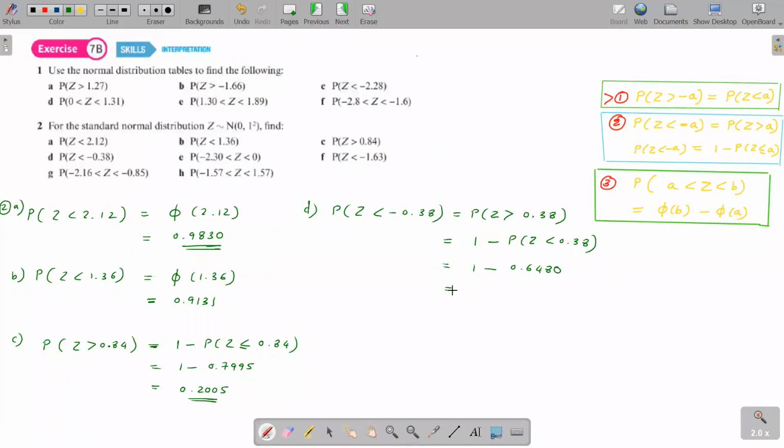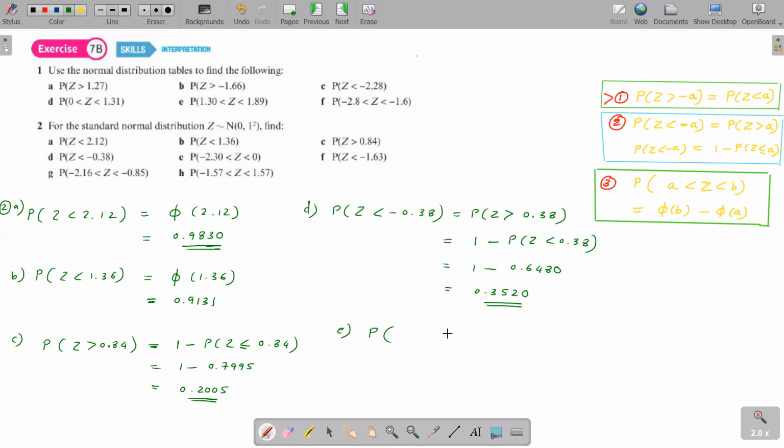I'm kind of rushing through this because I explained question number 1, right? So question number 2, I believe you can immediately apply the rules. So the answer is 1 minus 0.6480, which is 0.3520. All right.